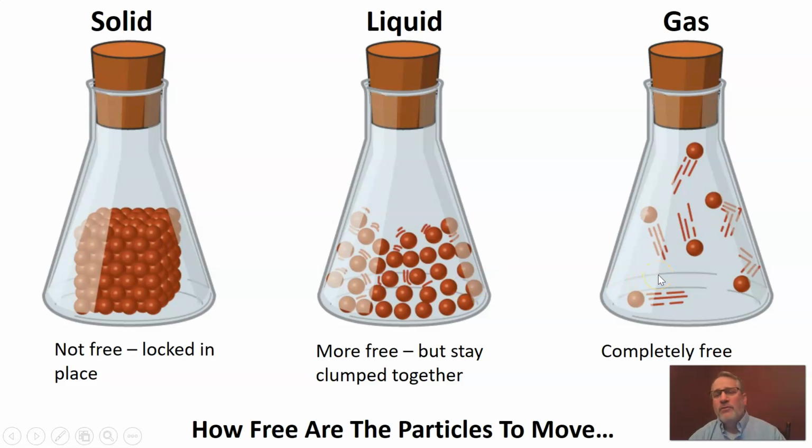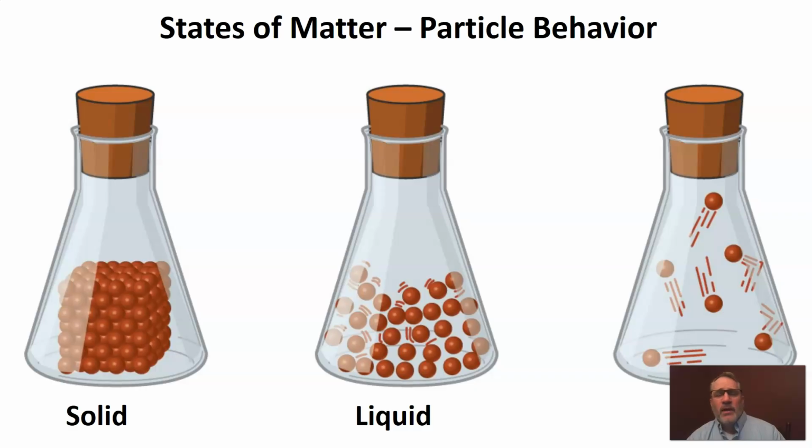When we look at gases, these particles have a lot of energy. As a result, they have been pushed very far apart, and these particles are completely free. They are able to bounce around at very high speeds, and you have complete freedom with gas particles. Really, the IMF is completely gone. So that really covers it for our states of matter, particle behavior. We will talk a little bit more about how the behavior of these particles affects the actual properties of solids, liquids, and gases in the next video.